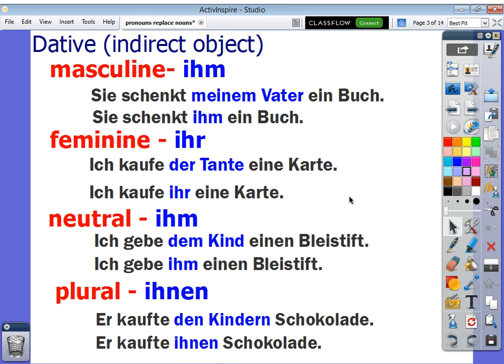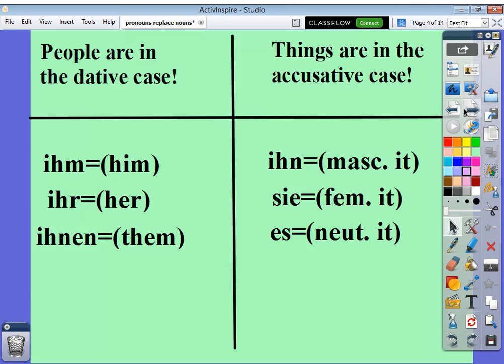So now that we understand that, we're ready to do our lesson today. Okay, one more reminder. People are generally in the dative case. Things are usually in the accusative case. Okay? We also have the possibility of masculine er, but that's only used as a subject.